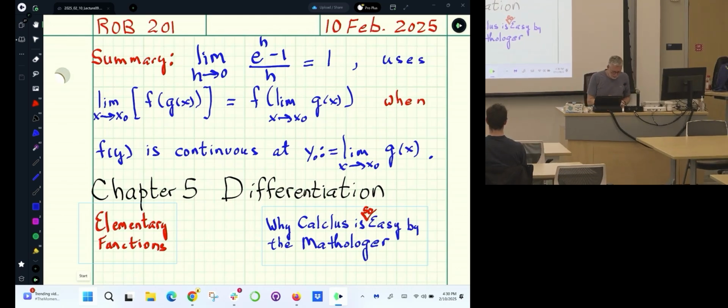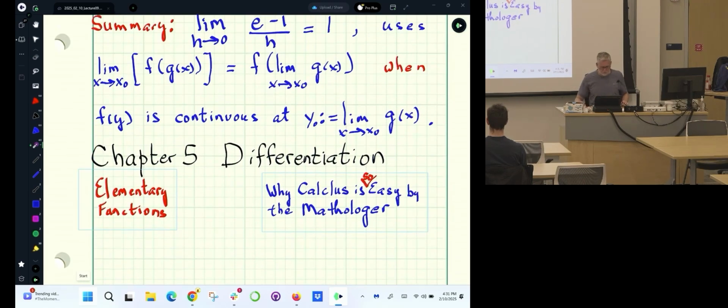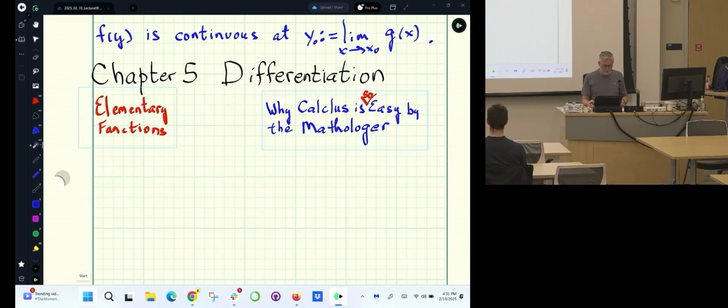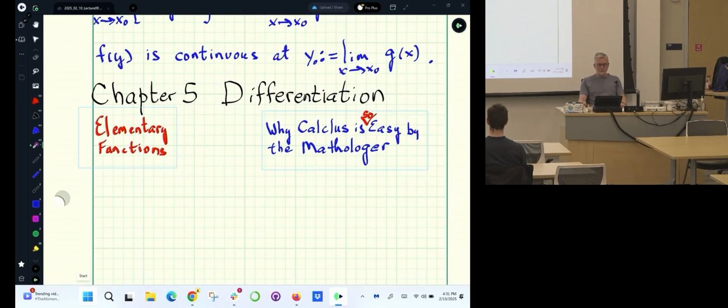method, you can compute this limit, well, it is a derivative: the limit as h goes to 0 of e to the h minus 1 over h is equal to 1. The derivation is given at the end of the notes from Wednesday of last week. Okay, so that completed chapter 4. We're moving on to chapter 5, differentiation.